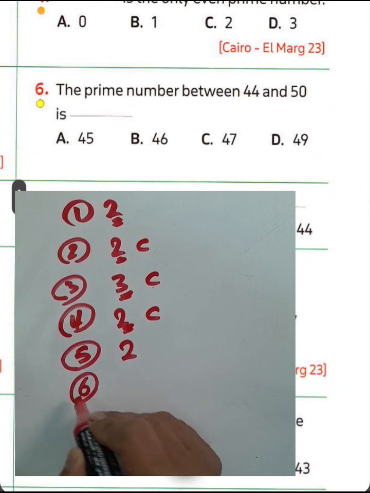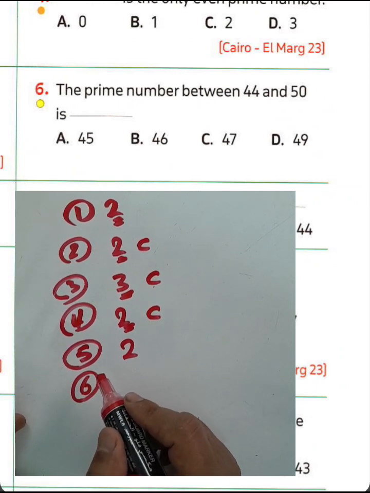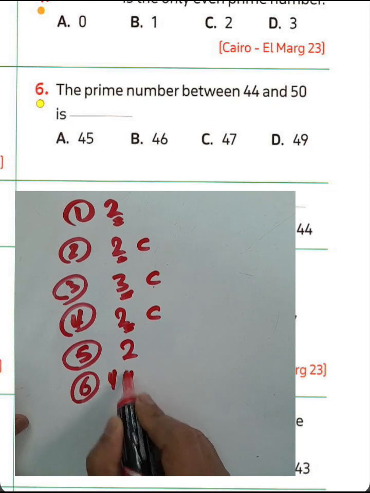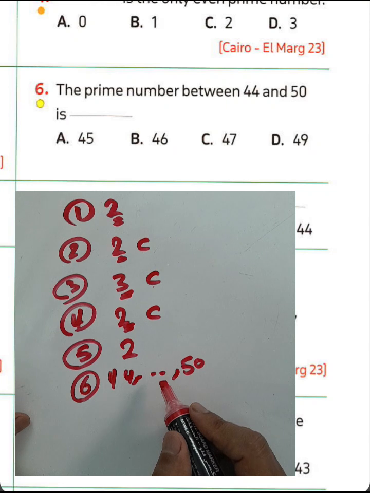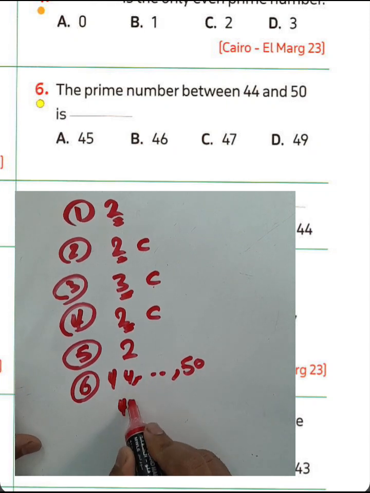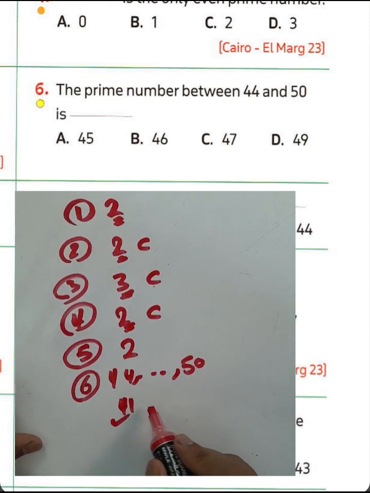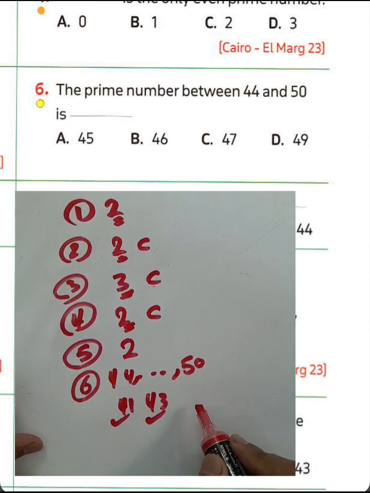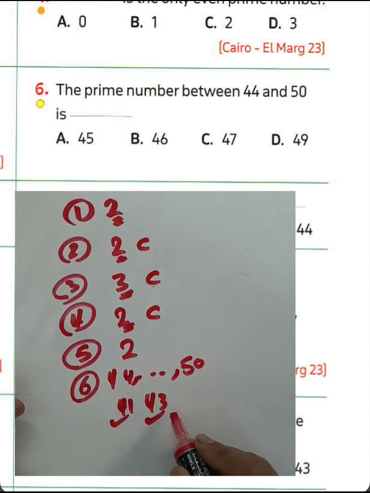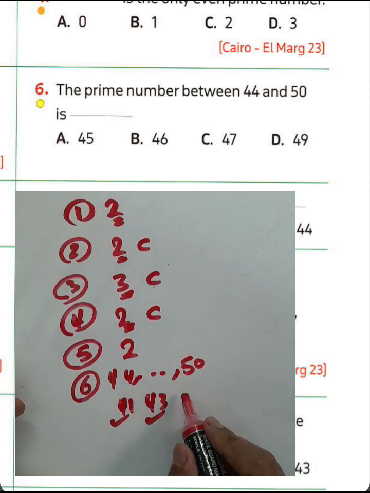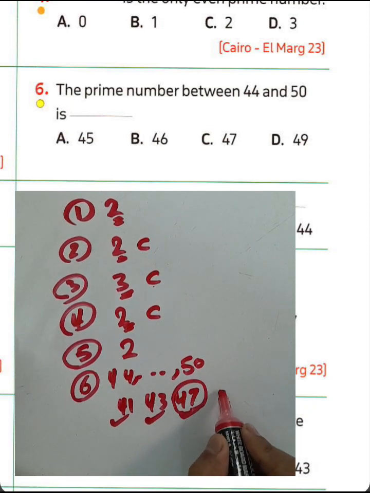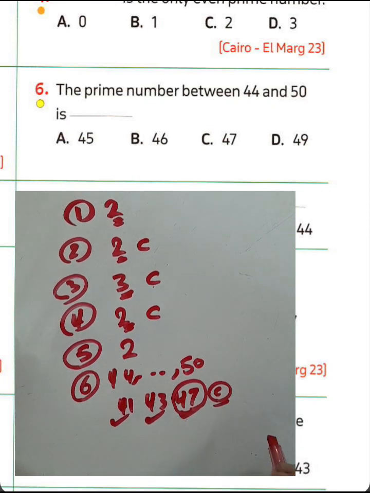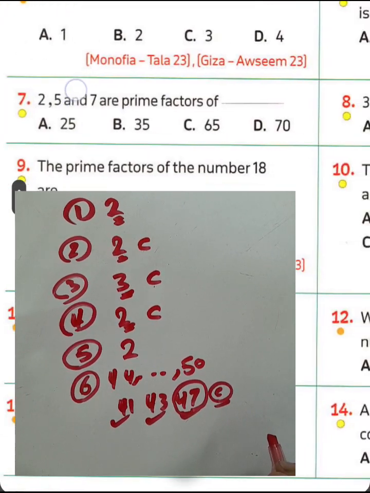Question number 6. The prime number between 44 and 50. 41, 42, 43. Okay, 43 is a prime number. 44, no. 45, no. 46, no, because 46 is even. 47, yes. Okay, choose letter C. 47 is the prime. That's question 6. Question 7.